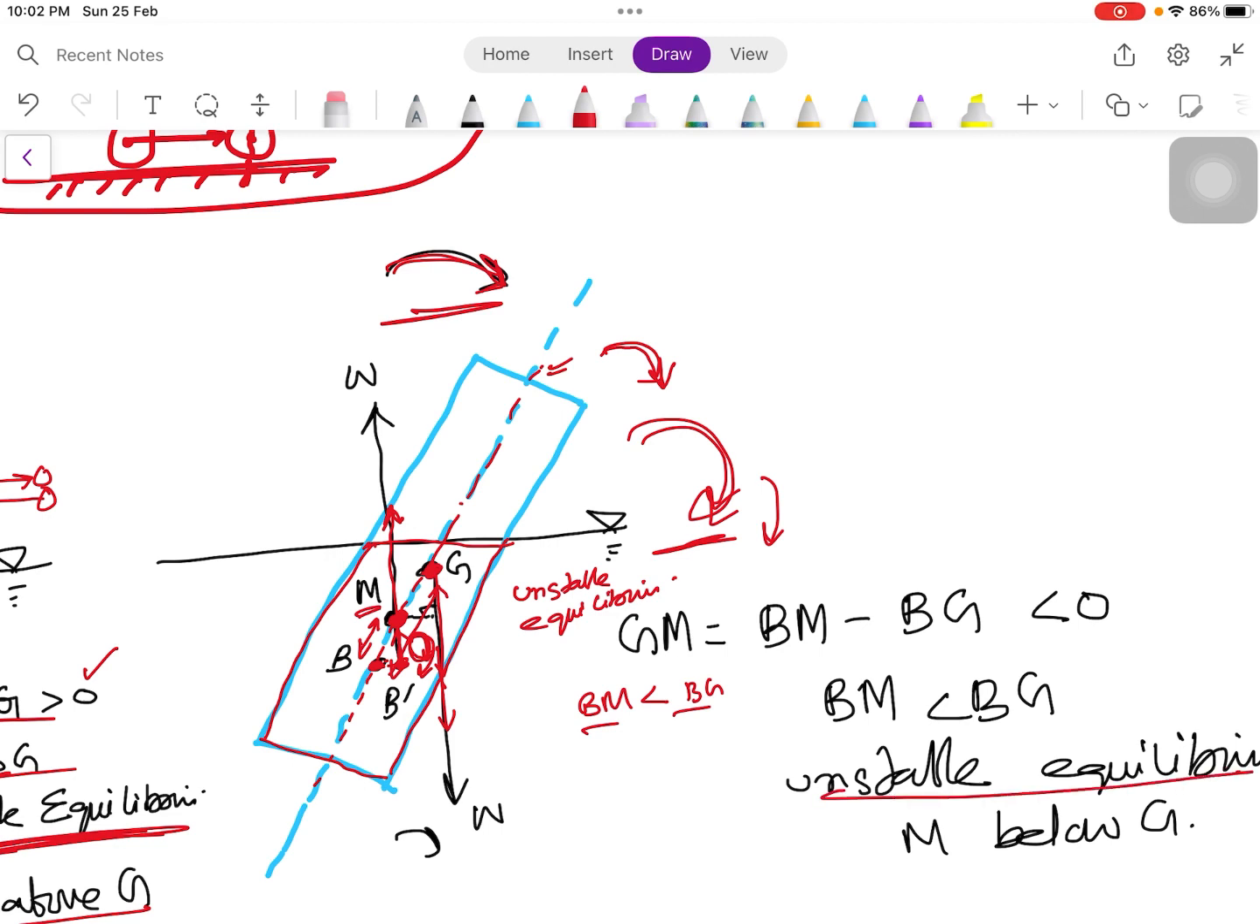We have the distance between the center of buoyancy and the metacenter less than the distance between the center of buoyancy and the center of gravity, which is, distance BM is less than BG. So when BM is less than BG, we get a negative, or less than 0, metacentric height. We get a negative metacentric height.